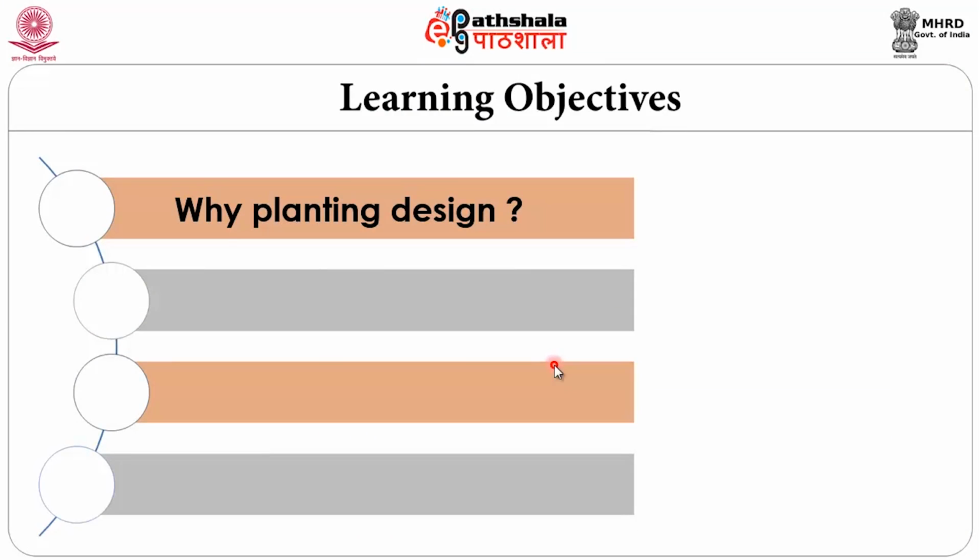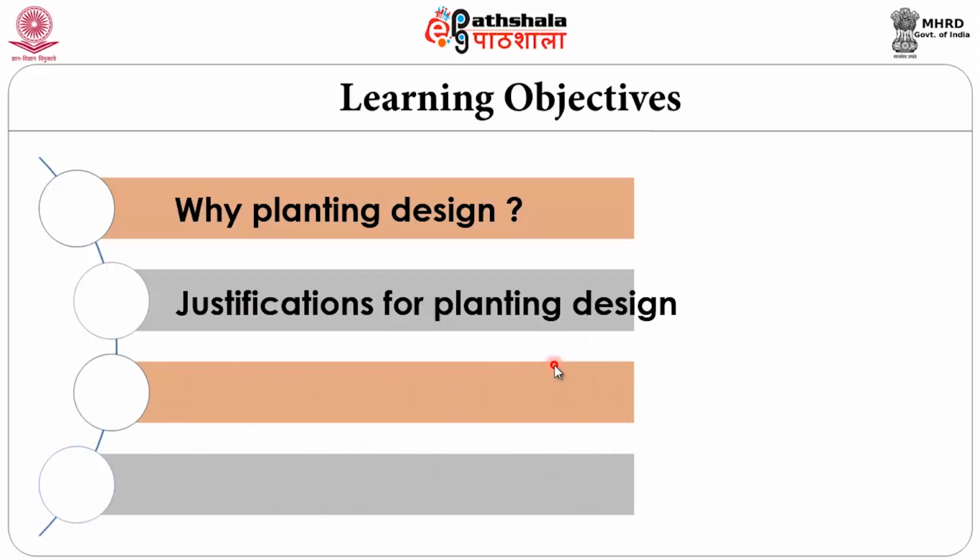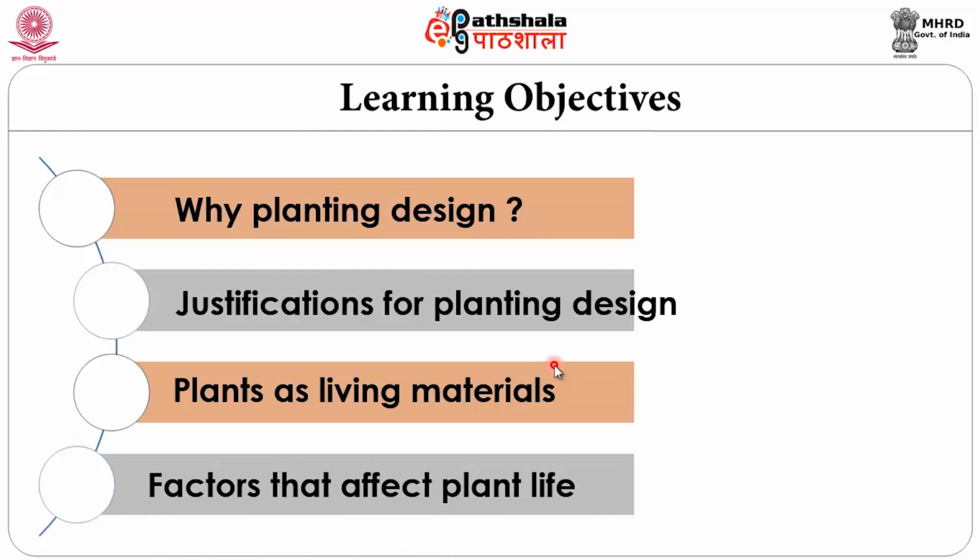First is why planting design, what is the need for doing the design considering plants as a living material. Then we have a set of justifications as to why we need to do planting design itself. Then we would look at plants as living materials themselves and how we could use them considering the fact that they have life within them, and also the factors that affect the plant life as such.